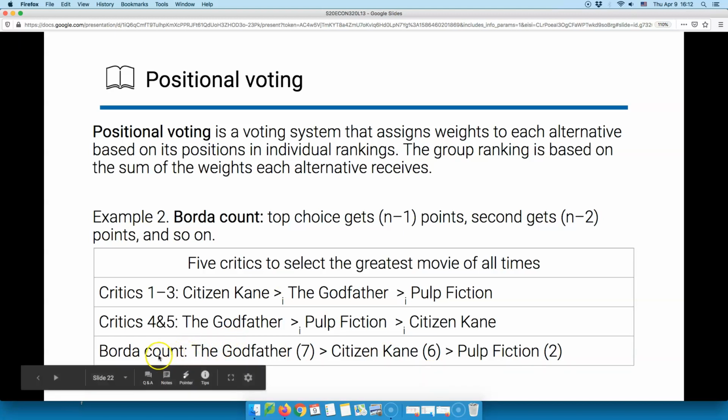So I'm just throwing this last example here to show that depending on the voting system, with the same set of original preferences, the outcome, the ultimate group ranking, would be different. And so that clearly is problematic in its own way as well.